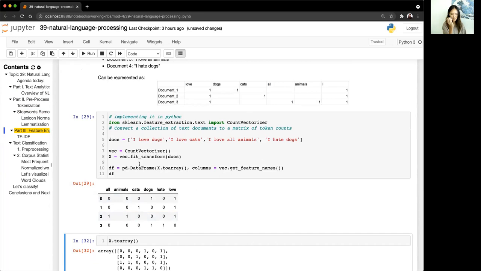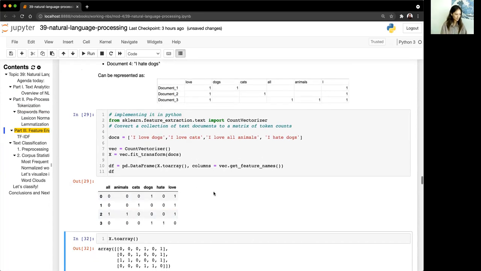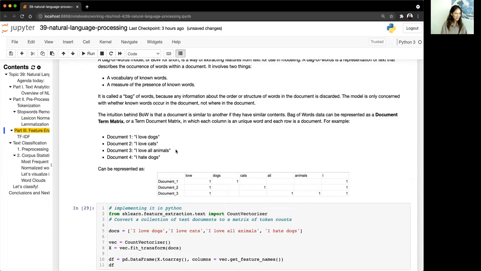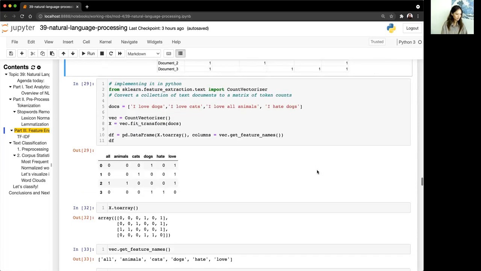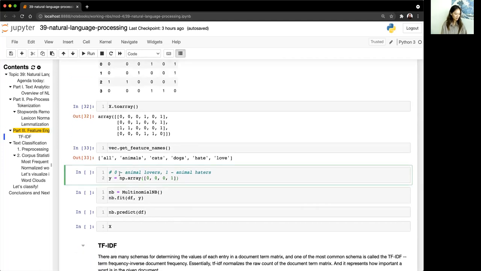So we're going to do a super quick example at first. Let's just do a very simplistic classification problem. 1, 2, 3 are people who love animals. 4 is someone who hates animals. So here we're going to represent 0 as animal lovers and 1 as animal haters. So let's set this as our Y.